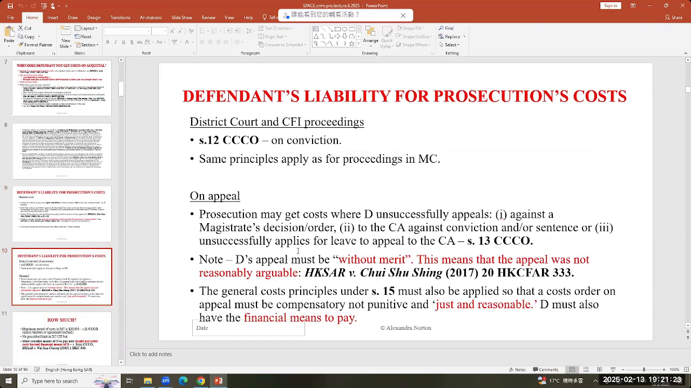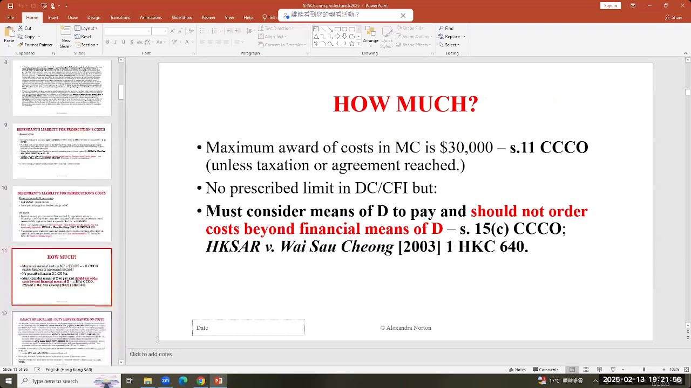On appeal, the test really is whether the defendant's appeal is without merit. In other words, not reasonably arguable. If the defendant appeals his conviction, but his appeal is without merit, then costs may be awarded to the prosecution of that appeal. And we're still applying the same principles for considering the situation of costs on appeal, just like we are for the original trial, right? They are compensatory, not punitive, and they have to be just and reasonable.